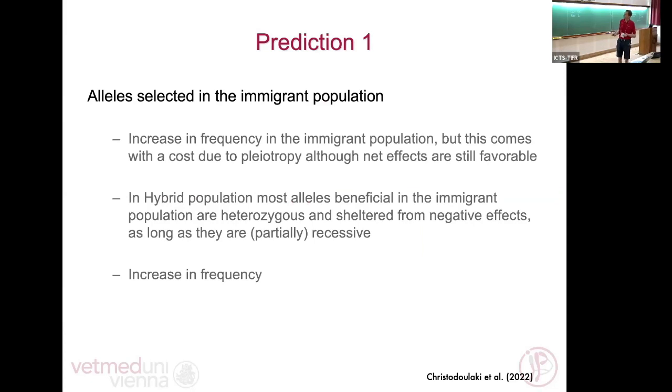So the first prediction applies to alleles selected in the immigrant population, because these are the alleles that are selected in the population where they have a low frequency. These are the alleles that are expected to be masked, and therefore we expect that they should increase in frequency in the mixture.